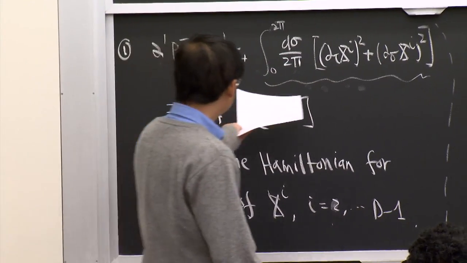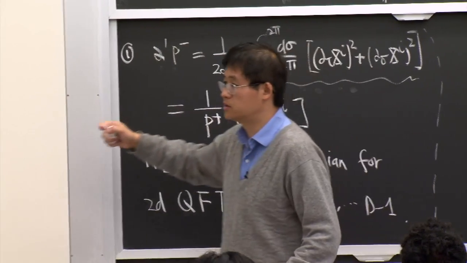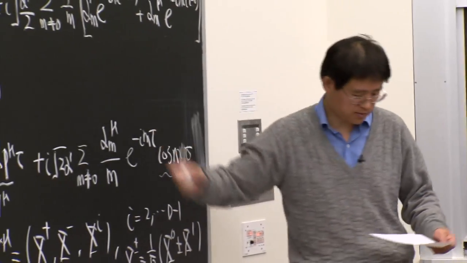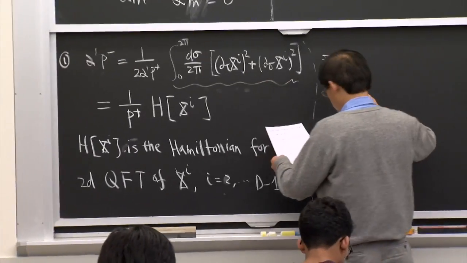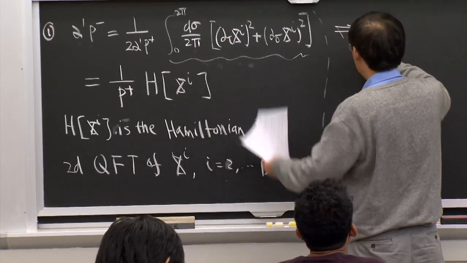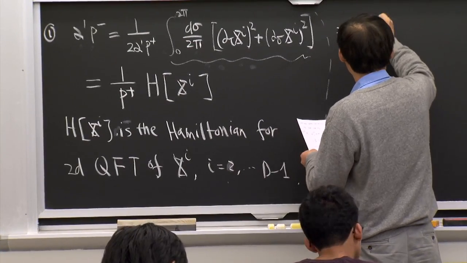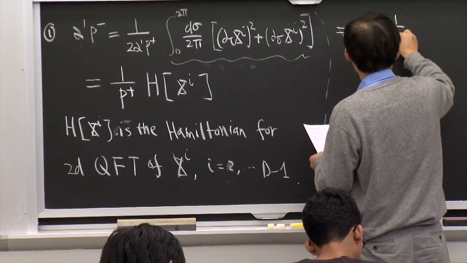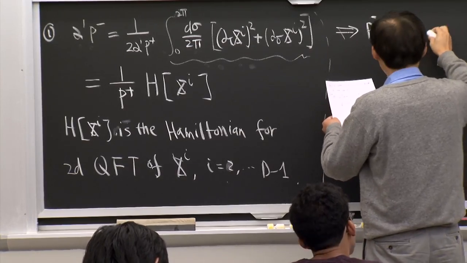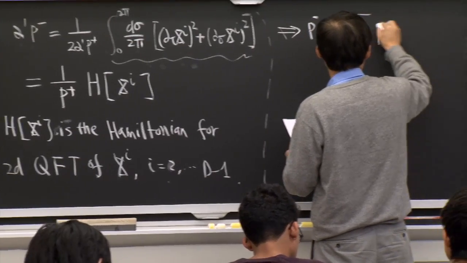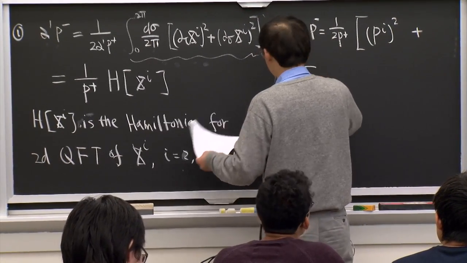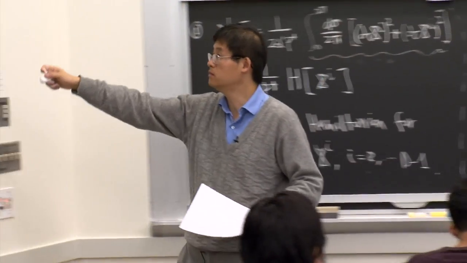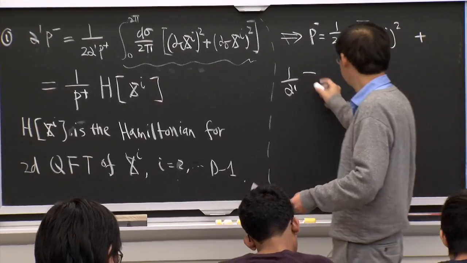So you can also write this explicitly in terms of those modes. Then, for example, p minus equals 2p plus pi squared plus 1 over alpha prime. If you substitute those expansions into here, then you can write it explicitly in terms of modes.